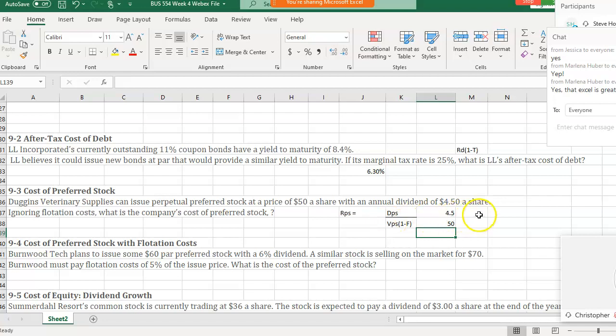So let's plug in the dividend of $4.50, and we just divide by the price because I don't have to worry about the 1 minus f. So the answer is pretty simple. It is 0.09. Let's convert that to a percent here, and that will turn into 9%. Okay, so the answer is 9%.